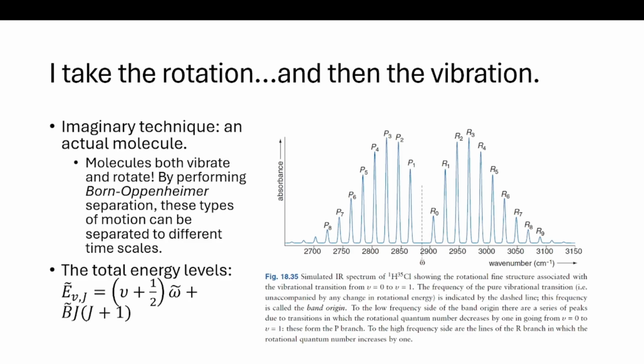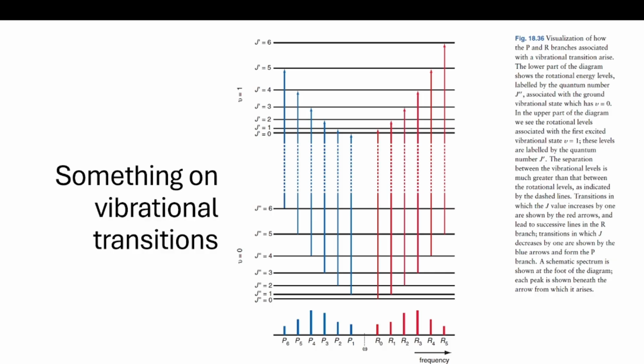If we consider rotational and vibrational motion, we can separate these different types of motion onto different time scales. And if we consider both of them, we can combine the rotational and vibrational energy levels to create a sort of total energy level that sums both rotational and vibrational motion. And as you can see, it can get pretty complex when we're considering both.